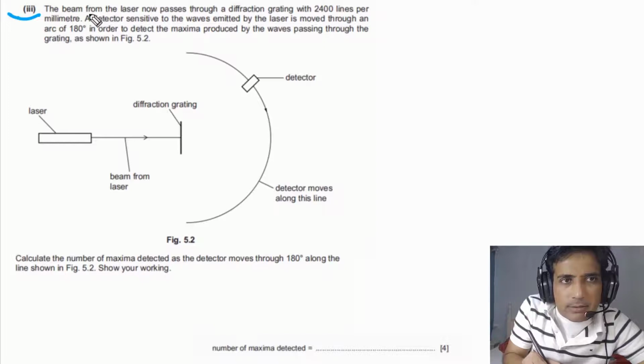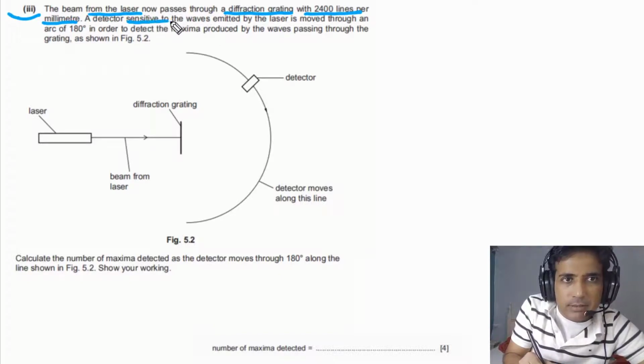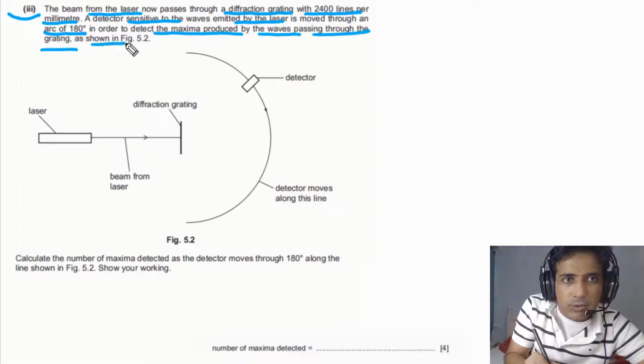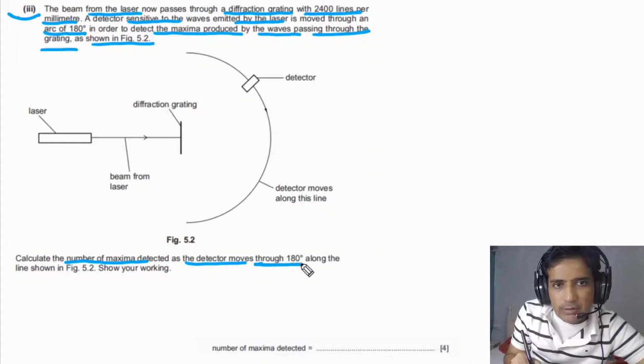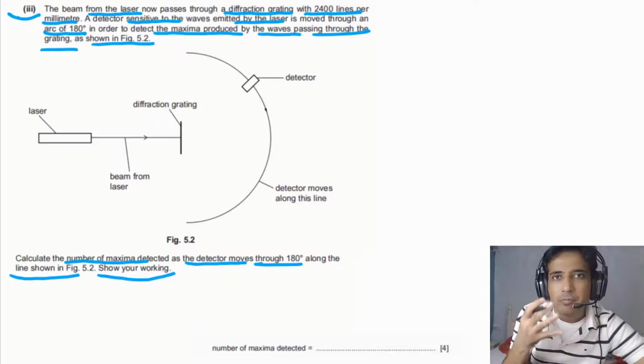For our third part, it is given to us the beam from laser now passes through a diffraction grating with 2400 lines per millimeter. A detector sensitive to the waves emitted by the laser is moved through an arc of 180 degrees in order to detect the maxima produced by the waves passing through the grating as shown in figure 5.2. We need to calculate number of maxima detected as the detector moves through 180 degrees along the line shown in figure 5.2, and we need to show our working. We need to find number of maxima detected.